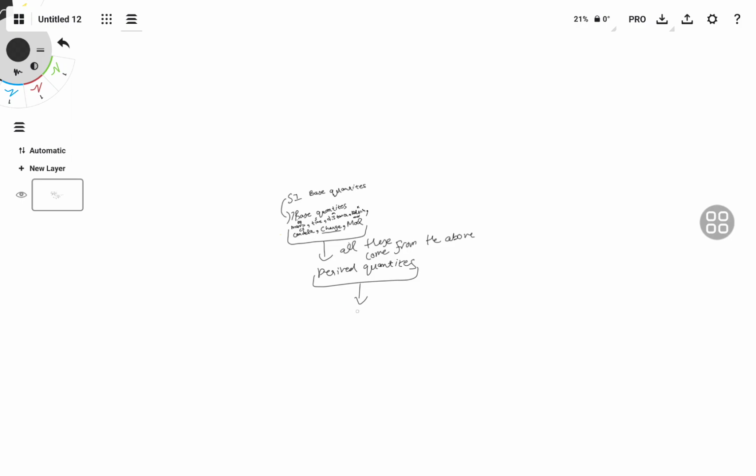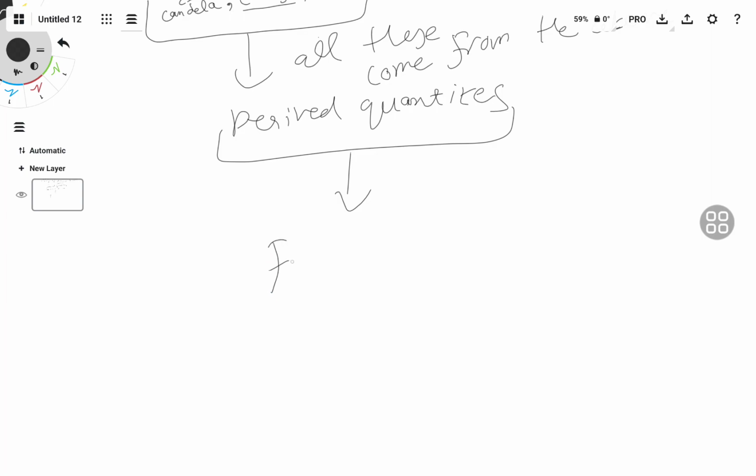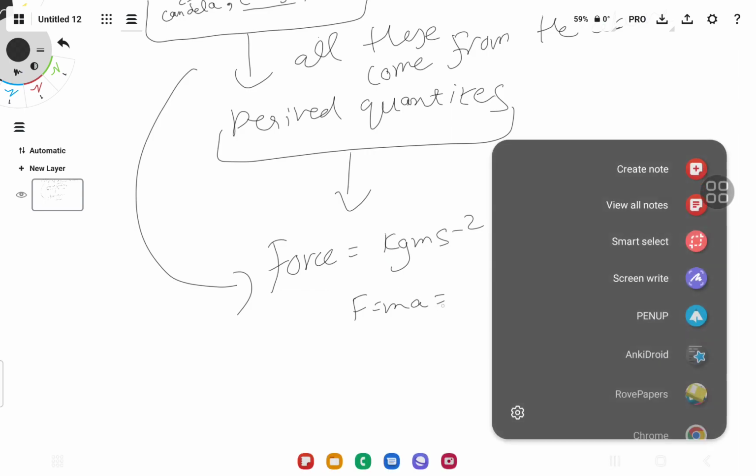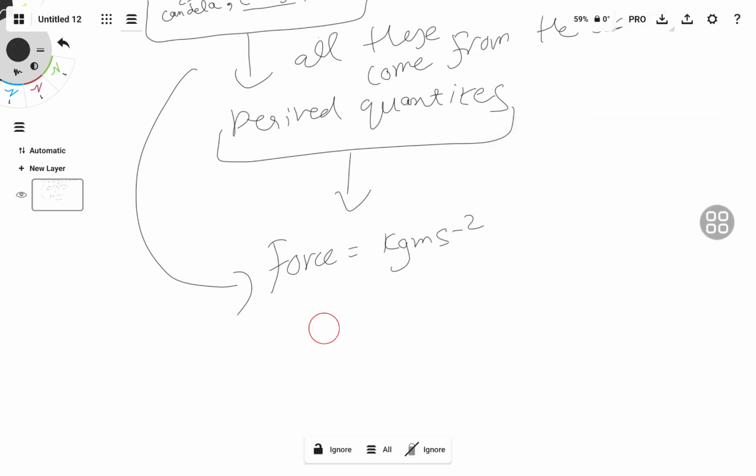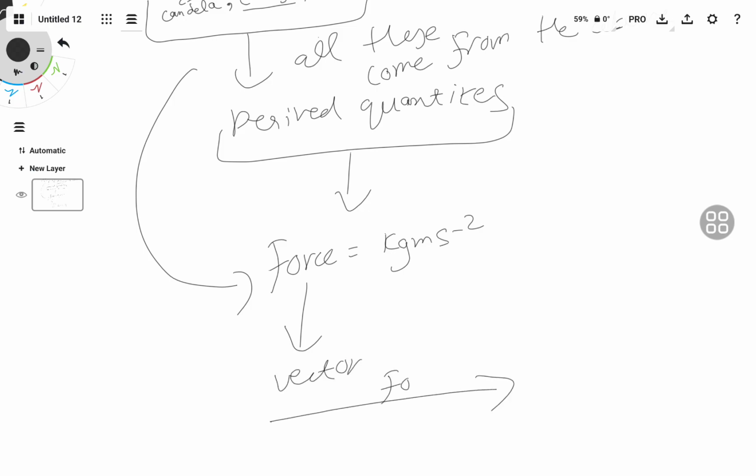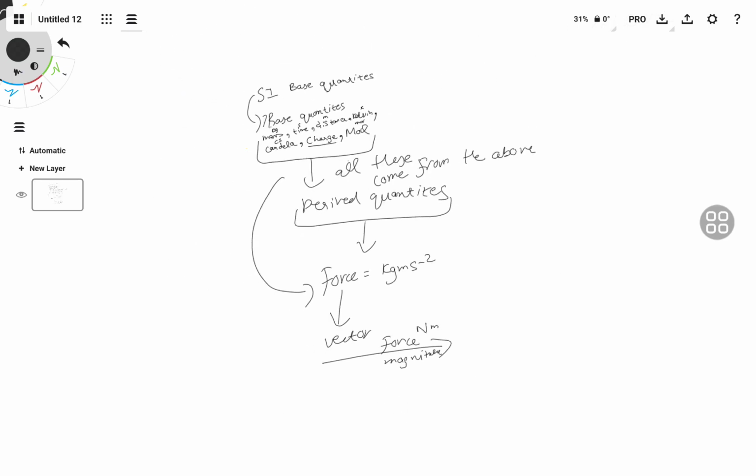For derived quantities, we have, let's say, force. This will use quantities from here, kg m s minus 2, or force equals ma. So it uses base quantities of mass and acceleration. This is a vector because it has a direction, the force acts in a direction, and it has magnitude, which is basically its units, which is Newton, sorry.